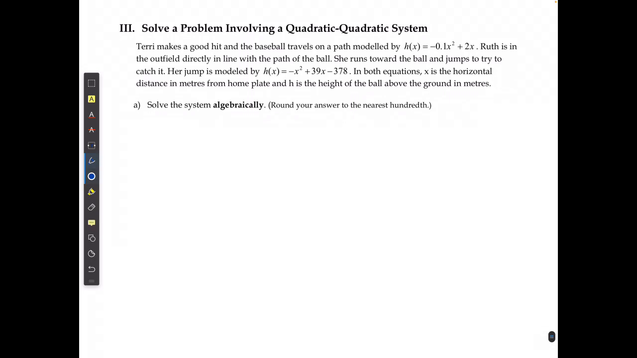For the last example, Terry makes a good hit and the baseball travels on a path modeled by h as a function of x is equal to negative 0.1x squared plus 2x. Ruth is in the outfield directly in line with the path of the ball. She runs towards the ball, jumps to try and catch it. Her jump is modeled by h as a function of x is equal to negative x squared plus 39x minus 378. In both equations, x is the horizontal distance in meters from home plate, and h is the height of the ball above ground.